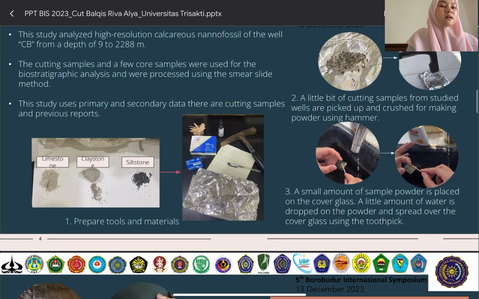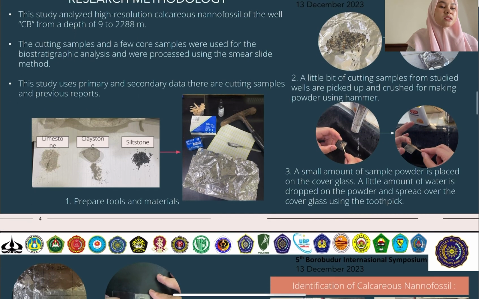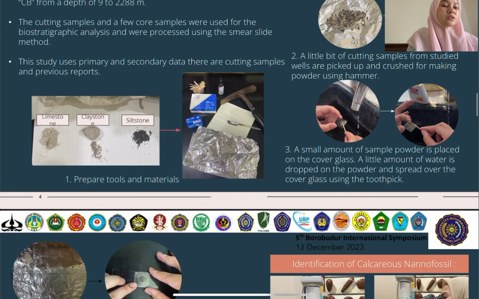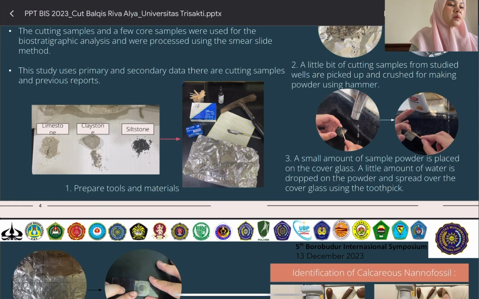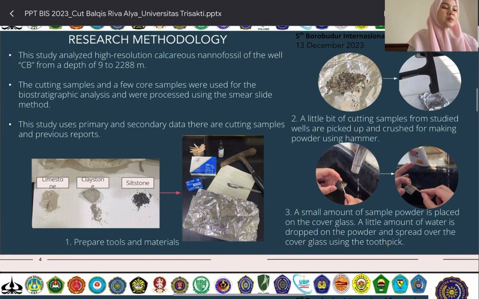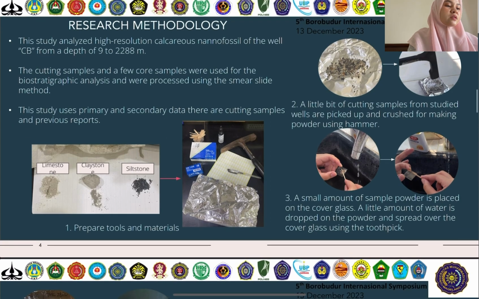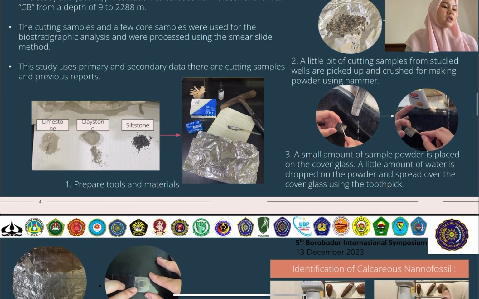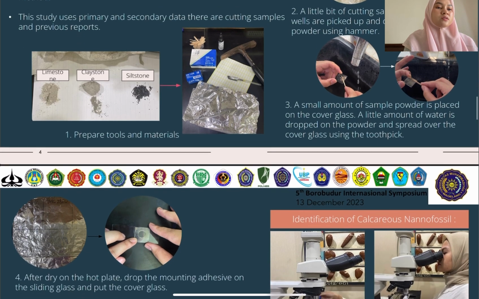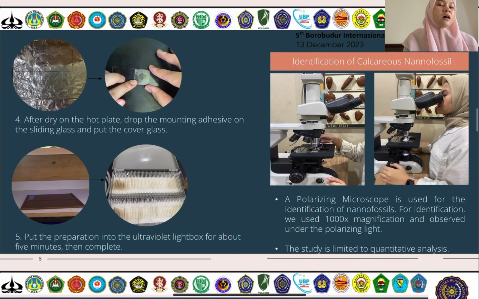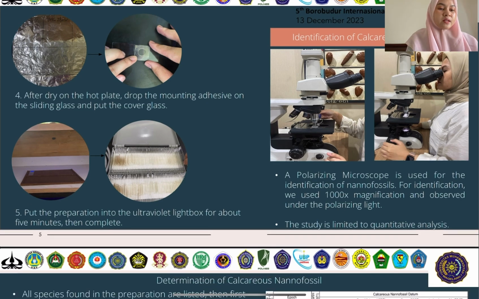This is the preparation technique. First, prepare tools and materials. Second, a little bit of cutting sample from the study wells is picked up and crushed into powder using a hammer. Third, a small amount of sample powder is placed on the cover glass. A little water is dropped on the powder and spread over the cover glass using a toothpick. Fourth, after drying on the hot plate, drop the mounting adhesive on the slide glass and put the cover glass on. Last, put the preparation into the ultraviolet light box for about 5 minutes, then it is complete.